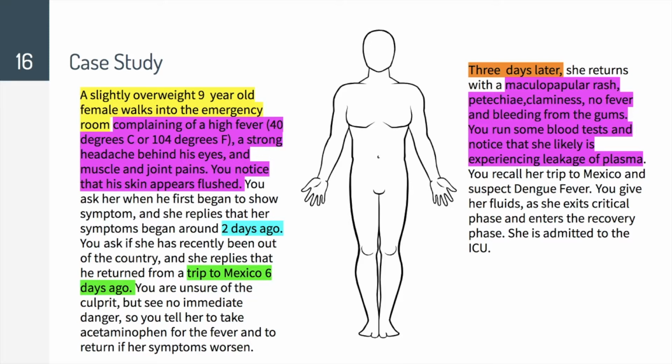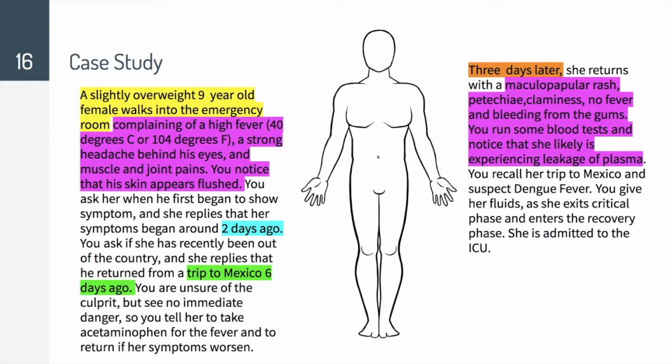So let's break this down a little bit. First, we see that she's 9 years old, slightly overweight. So although research is limited, we do see some evidence that in the critical phase of dengue, it's actually more common to affect children, especially females, and those with high BMIs. Next, moving on to her symptoms, we see that these are the symptoms of the febrile phase: the high fever, strong headache, muscle pain, joint pain, those kind of rash, skin flush type things that you see around the skin. And then you also see that later on, that rash, the petechiae, clamminess, those are all really symptoms of critical phase.